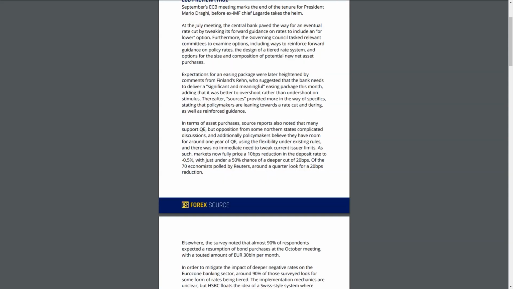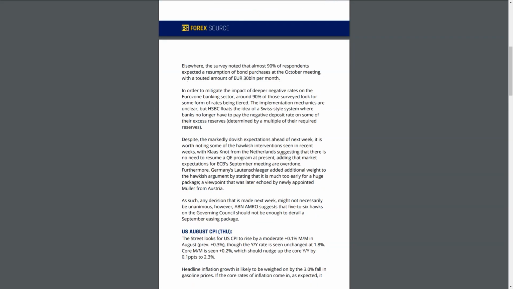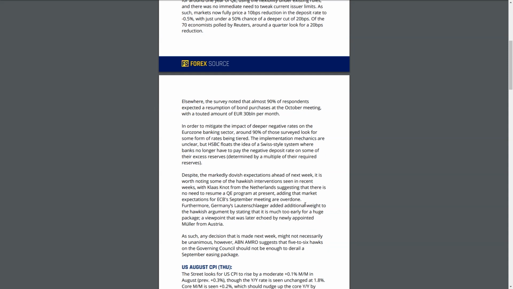Now, apart from that, we also had a few hawkish comments from a few of the more hawkish members. So over here we knew that Klaas Knot from the Netherlands suggested that there's no need to resume QE at the present time. And we also had Germany's Lautenschläger coming out saying that it is much too early for a huge package. Now, the thing that we need to note about these two members, Klaas Knot as well as Lautenschläger, is that these two are known hawks within the ECB.